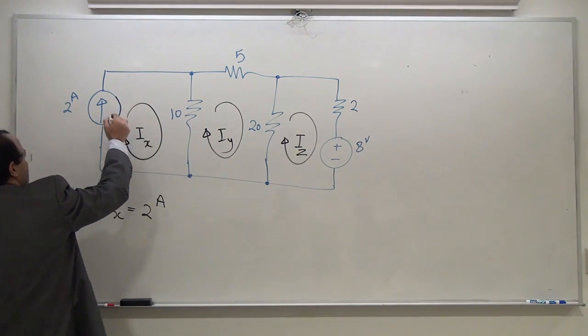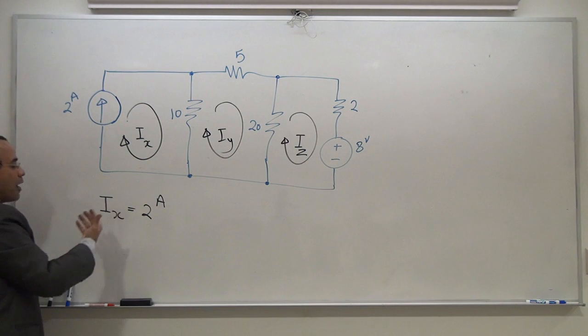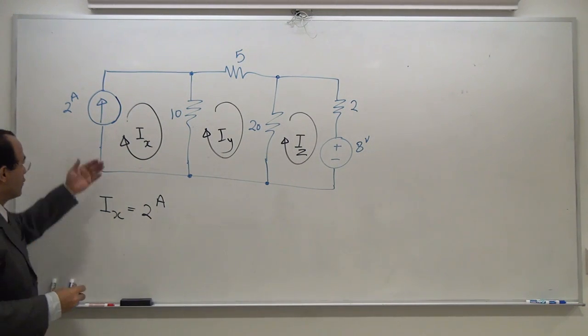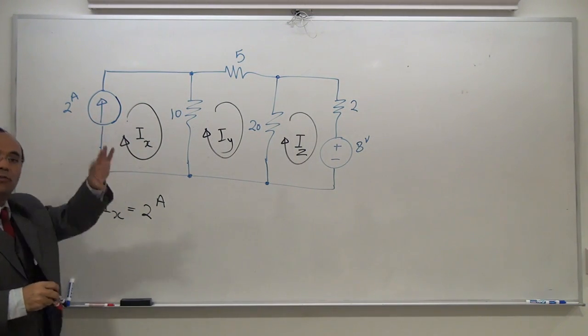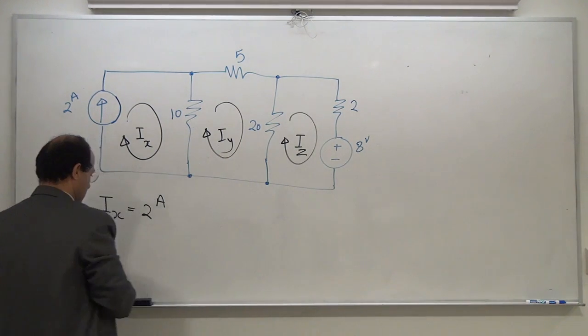This current source is touching the loop current once, and that's why it gives me confidence to say Ix is equal to 2. I'm going to give you a different scenario in a moment. Let's go into this one.